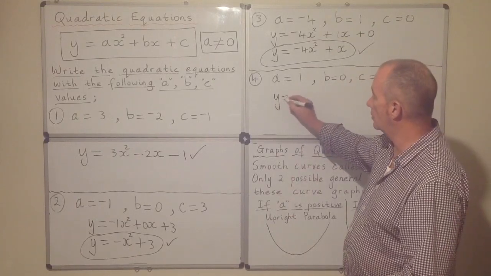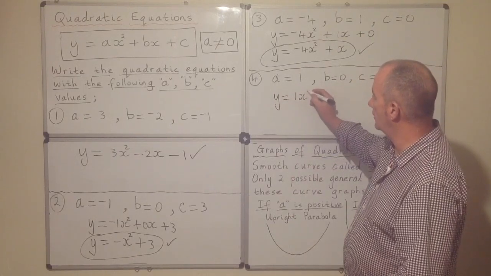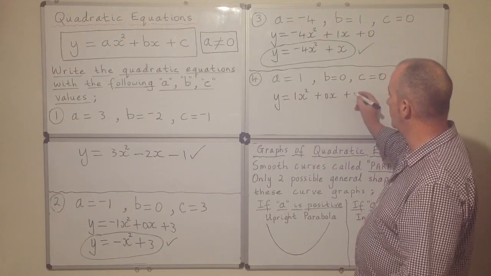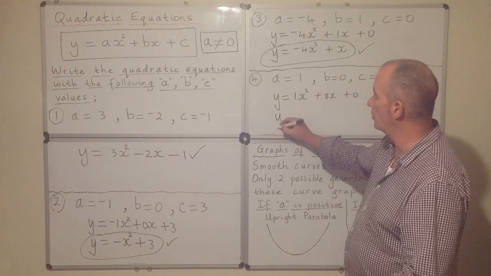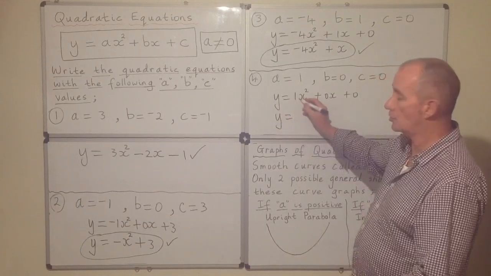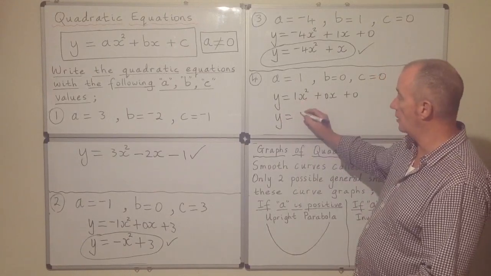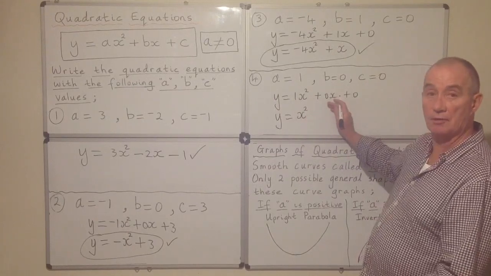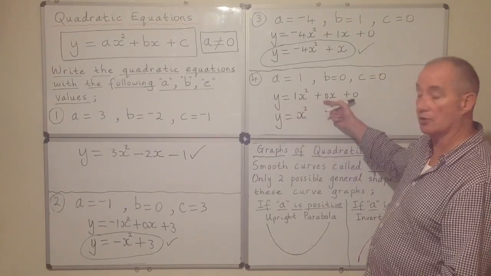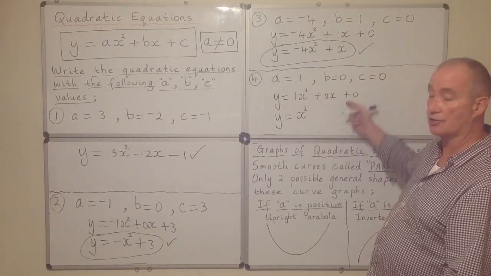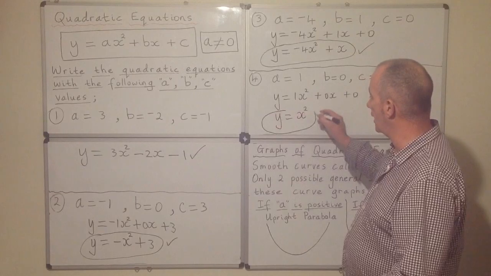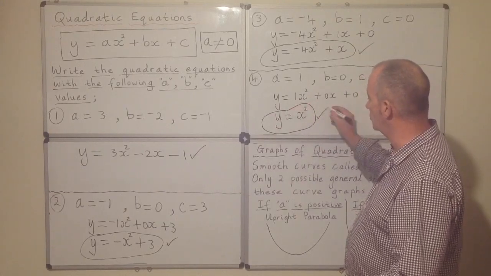y equals 1x squared plus 0x plus 0. One more line of working out. 1x squared is just the same as x squared. 0x is just 0, so the x term disappears, and plus 0, we don't need to write that. So that's the answer there for that one, y equals x squared.